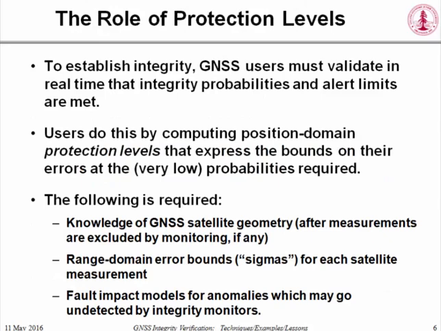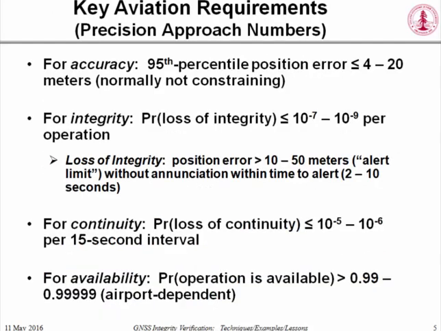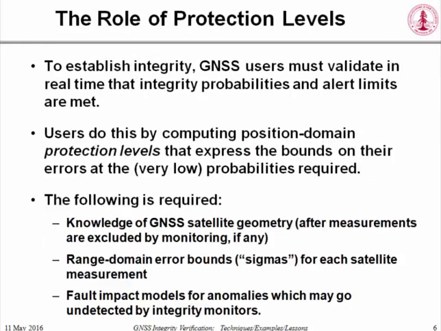The key to assuring integrity in real time for GNSS is what we call protection levels. You can think of these as confidence intervals. We establish a confidence interval on the unknown position error that extends out to whatever the loss of integrity probability is. So if it's 10 to the minus 7, we need to provide a confidence interval that's out to that level. And clearly that's challenging. We don't normally provide confidence intervals that large in science.